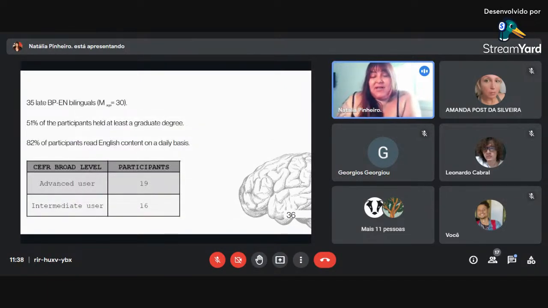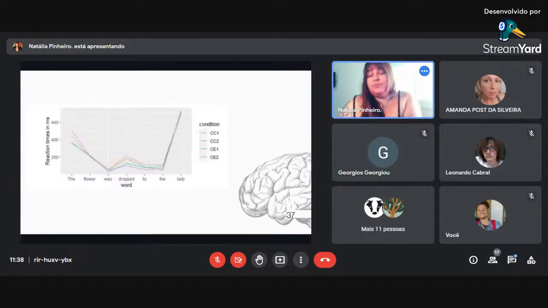So for the participants, I had 35 late Brazilian Portuguese English bilinguals with ages ranging from 19 to 48 with a mean age of 30. 51% of the participants held at least a graduate degree, so that was something that we observed, and 82% of participants read English content on a daily basis. As for the proficiency, I had advanced users, 19, and intermediate users, 16.